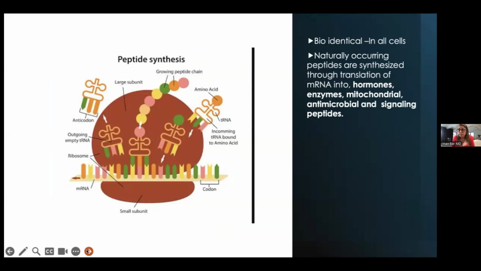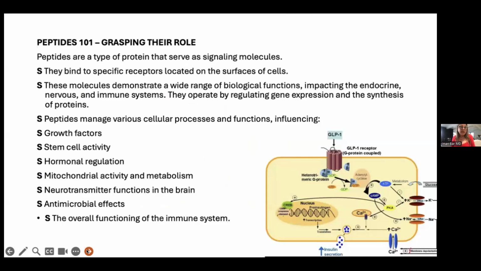They are made in our body. They are naturally occurring. We know that. And they have a function. They are synthesized through translating messenger RNA into hormones, enzymes, antimicrobials, signaling proteins, and they're very essential in our daily life. We cannot live without them. They were not just discovered, and the hype just happened when the Kardashians and Elon Musk tweeted about them. So people are more interested in them now.